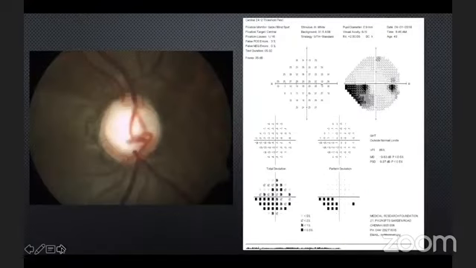This is a patient with moderate glaucoma. Here we see there is a superior notch. Again, to remind, notch is a focal area of loss of neuroretinal rim. So there's a superior notch here, and correspondingly what we see is an inferior field defect here in the visual field.